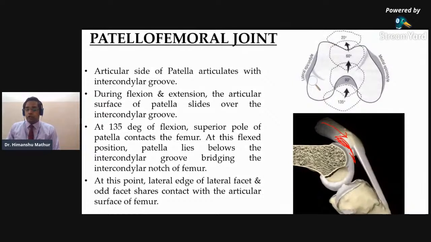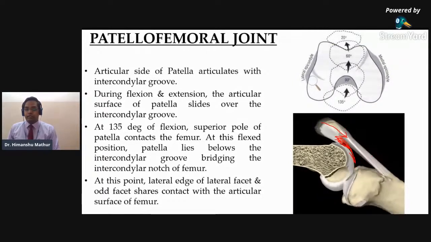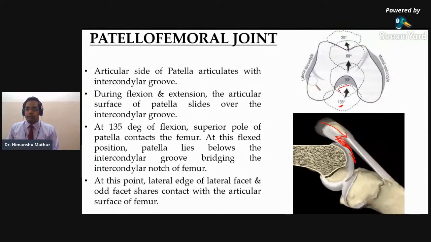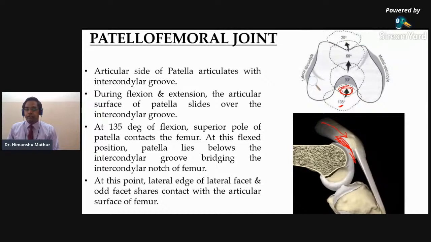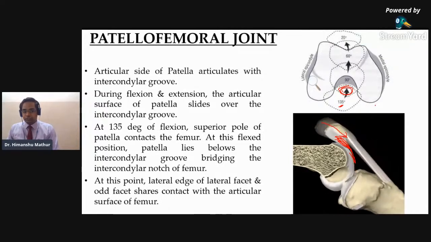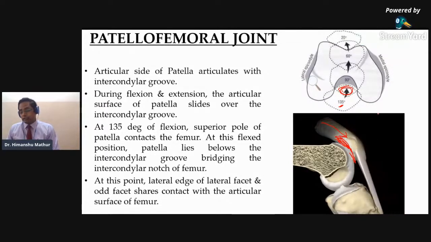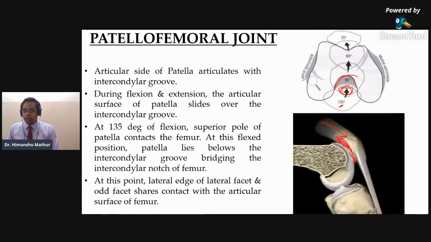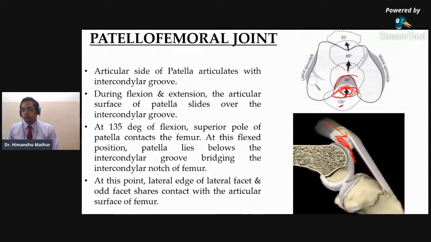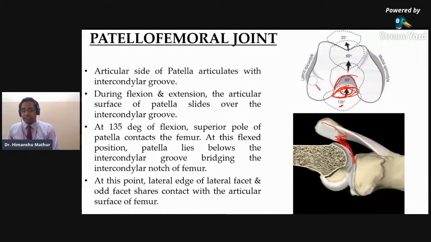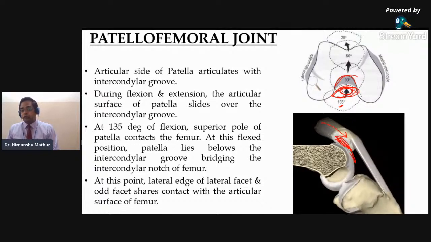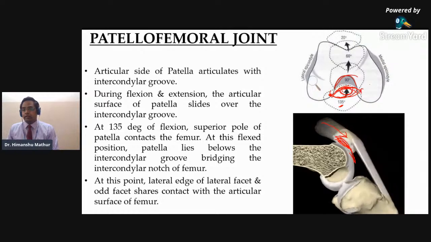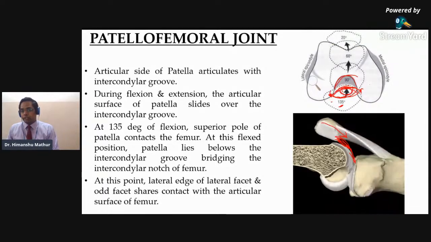Okay. Now, at 135 degrees of flexion, that is the complete flexed position of the knee joint, the superior pole of the patella contacts the femur. Only it is the superior pole. If you can see this picture, at 135 degrees of flexion, only this superior pole of patella is in contact with the femur. Now, at flexed position, patella lies below, distal to the intercondylar groove, bridging the intercondylar notch. It attaches onto both the ends of the intercondylar notch.